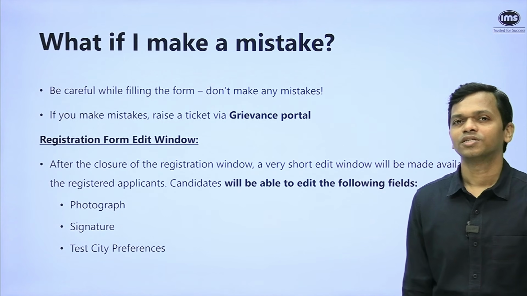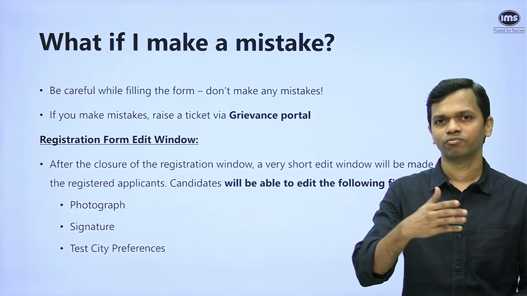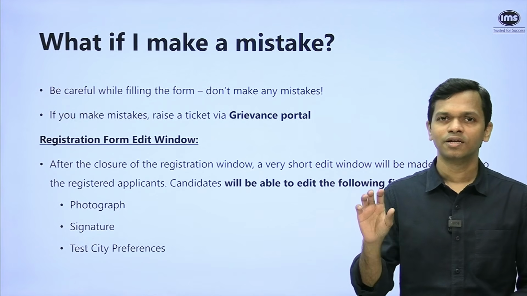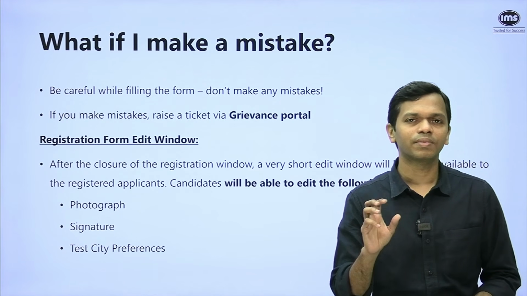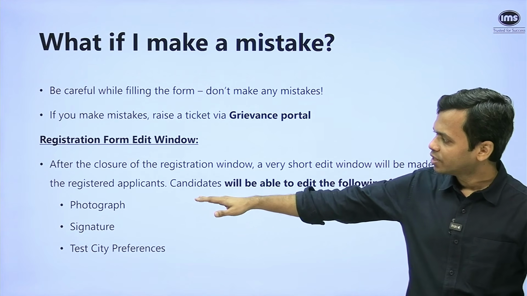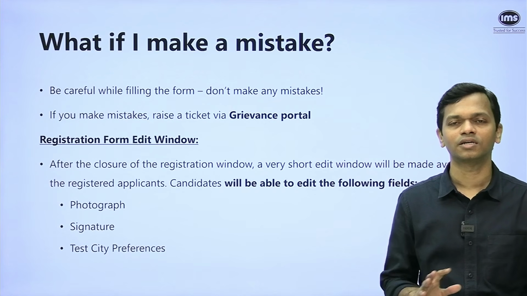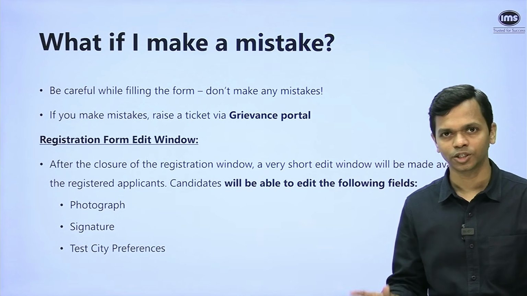There is also a registration form edit window. So every year, once the registration deadline is over, for a certain period of time, they will open up an edit window. Now, during this window, what all things can you edit? You can only edit your photograph, signature, and test city preferences. Any other data is not editable in the correction window.